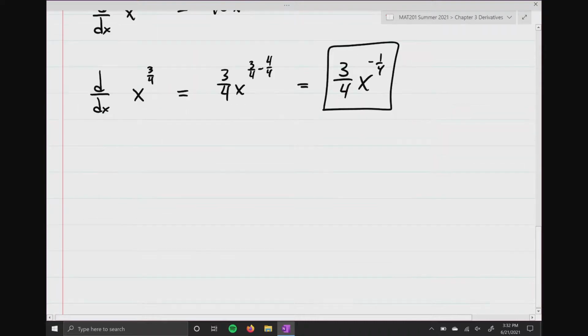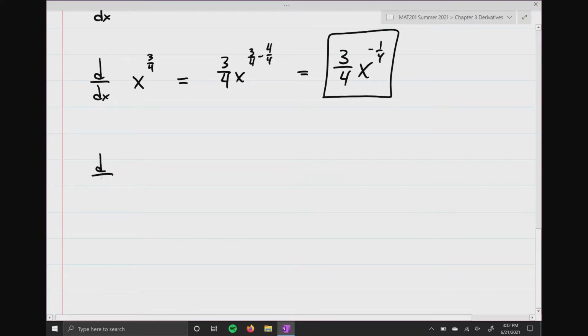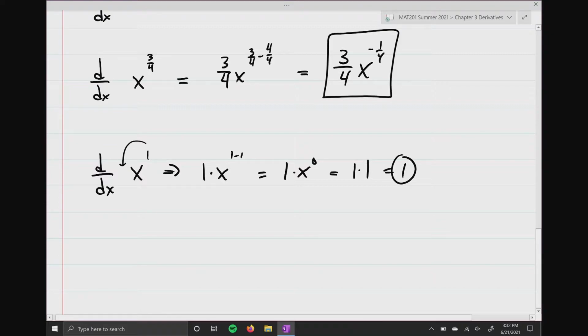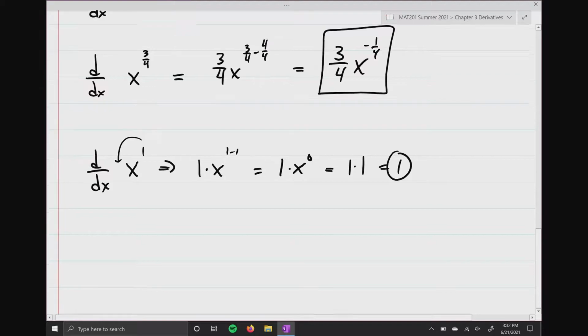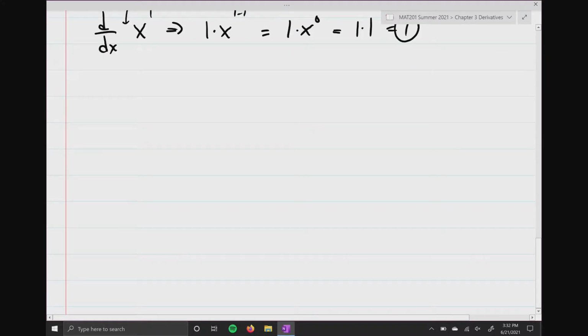Okay? We'll do one more here. How about d/dx of x? Well, remember, you pull the power out in front. So technically, there's a 1 here. So we can just pull the power out in front. And that's going to give me 1 times x to the 0. And as long as x does not equal 0, we get 1 times 1, which is just 1. Okay? Now, the next rule we're going to learn is the constant multiple rule.